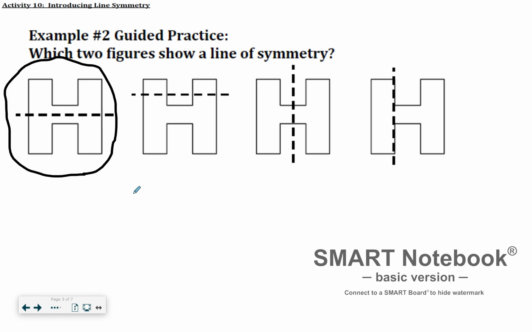Okay. Look at the remaining three choices. Imagine folding along each of these lines. Which choice appears to show a second line of symmetry? Well, I know the second one can't be an option because the top doesn't match the bottom. It must be the third choice. If I were to fold the H along the dotted line, both halves would be equal.